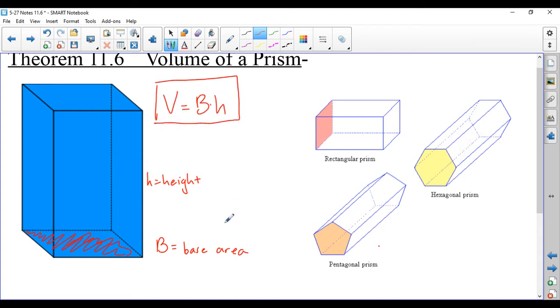Now, in order to calculate the base area, you need to know all the formulas from 11.1 to 11.3 because you need to be able to find the area of a rectangle, area of a hexagon, area of a pentagon, and so on.